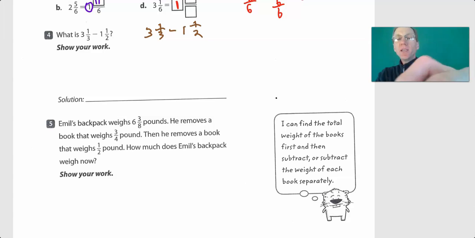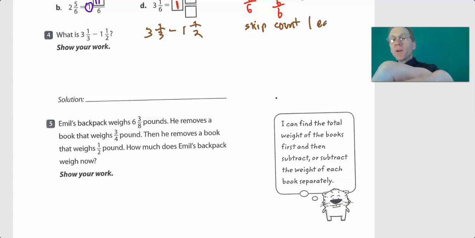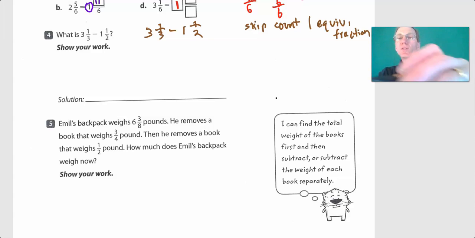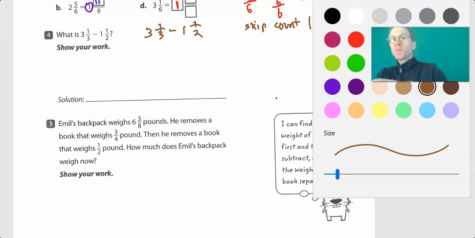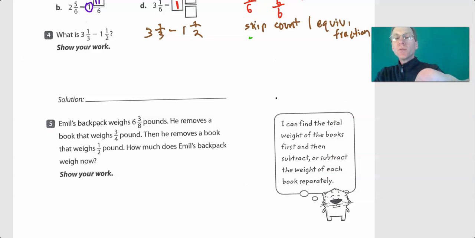So basically, easiest thing to do, skip count, and then an equivalent fraction. Just write an equivalent fraction. Just rename the fraction. So let's do some work with that. Let's skip count. Let's do skip count by 3. So 3, 6, 9, 12. Skip count by 2, because 2 is my denominator.